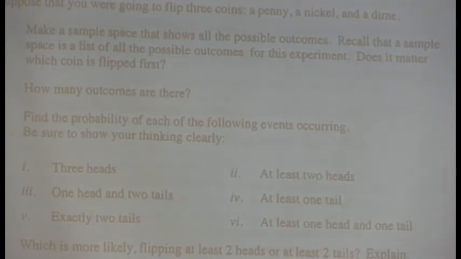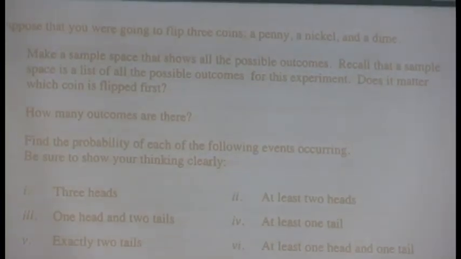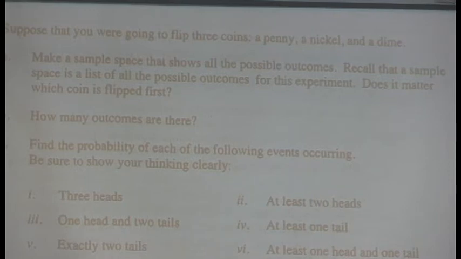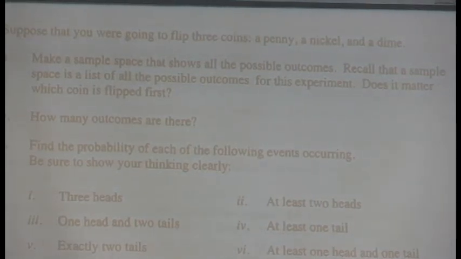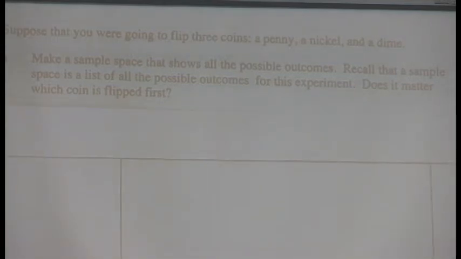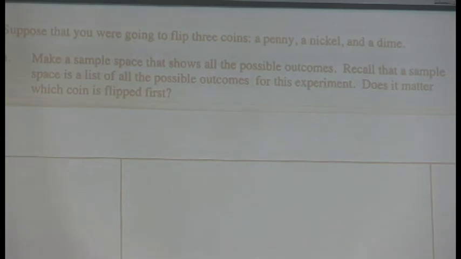Suppose that you were going to flip 3 coins, a penny, a nickel, and a dime. Make a sample space that shows all the possible outcomes. Recall that a sample space is a list of all the possible outcomes for this experiment. Just do that part first in your 9-7. Last class, when we were dealing with all those songs on Renee's MP3 player, we did A and B and A and C and A and D, and we just made a list. That's what you're going to do now.